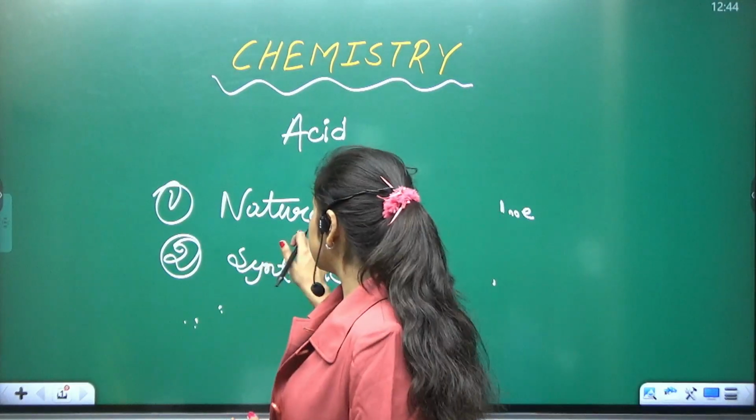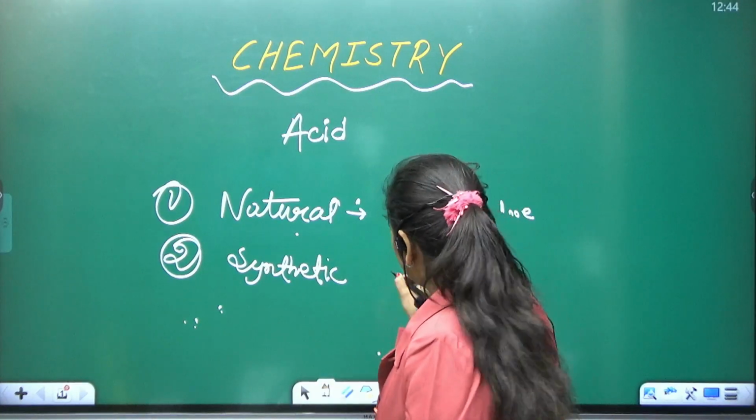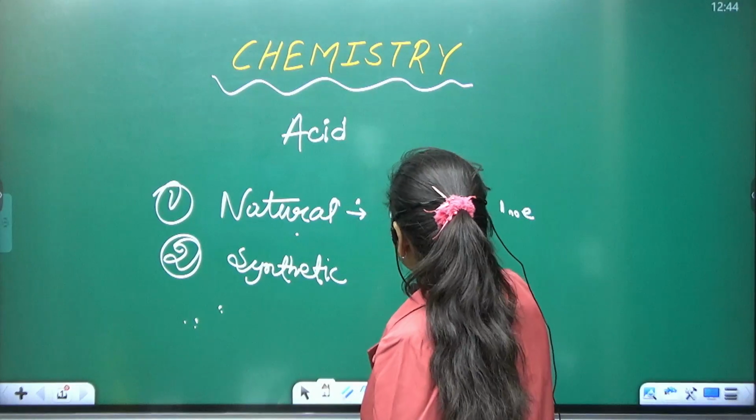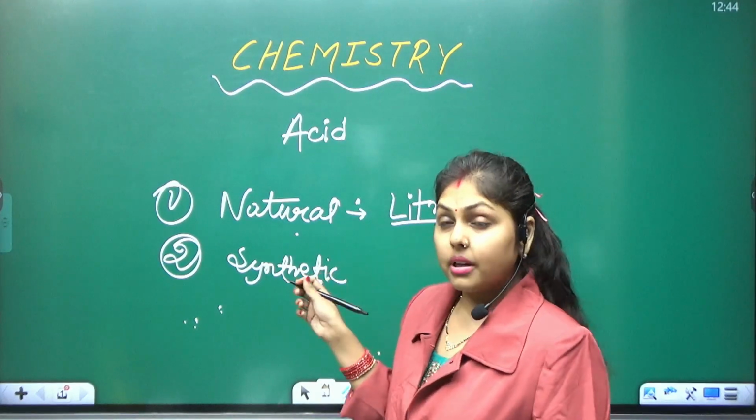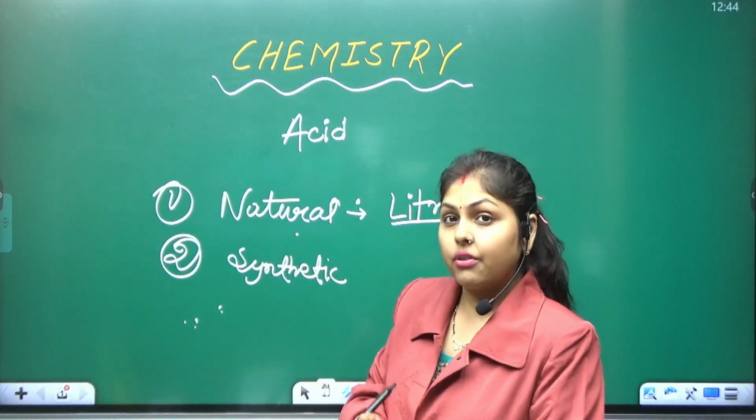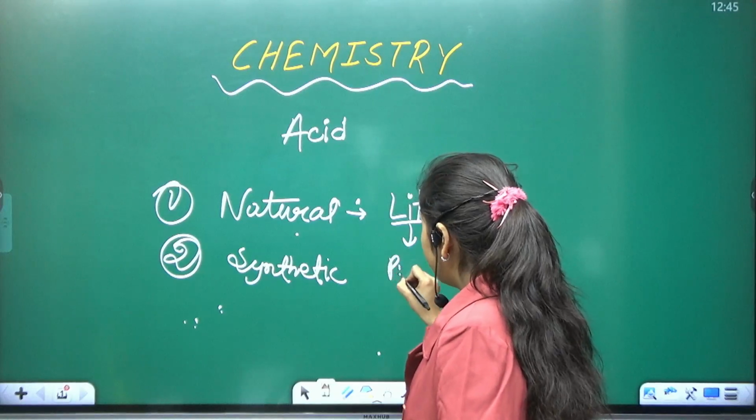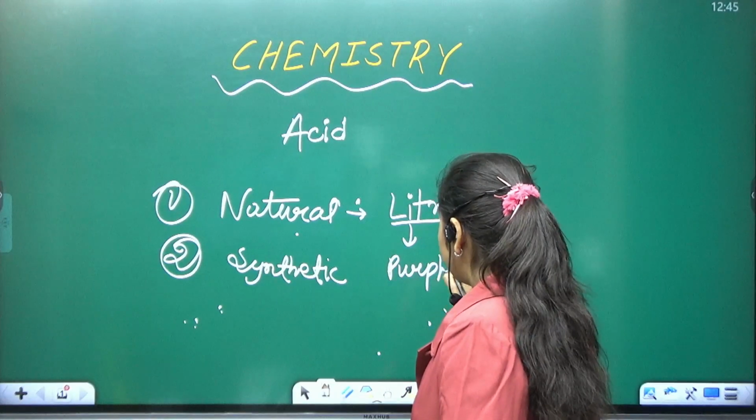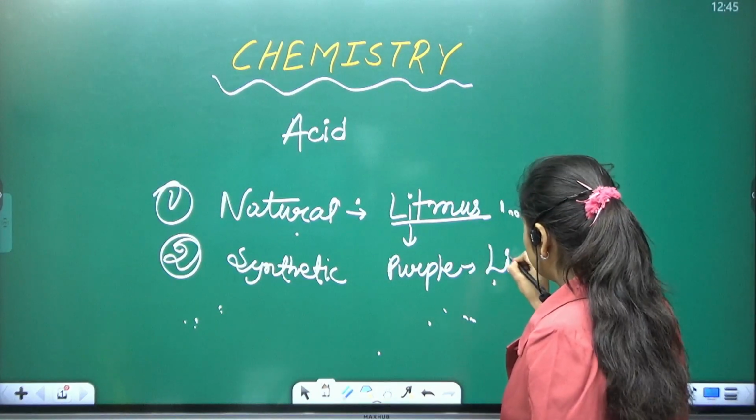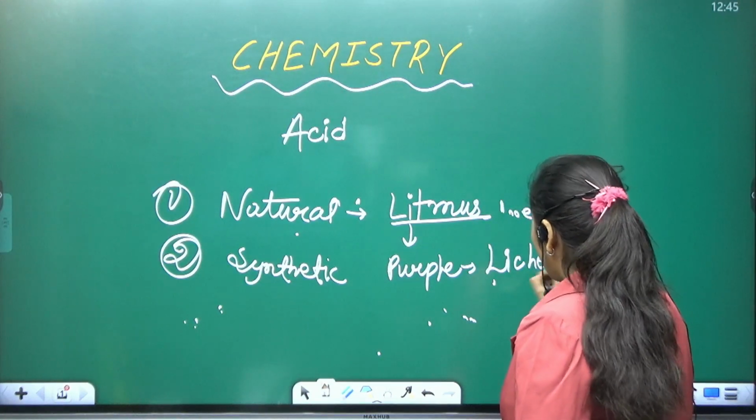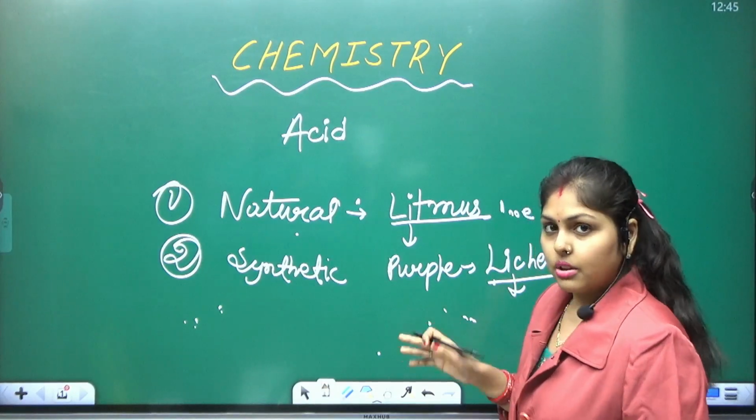First example, which is very famous, is litmus. It is a very well known example. So what is litmus and where is it obtained from? Litmus is a purple colored dye which is obtained from the lichen plant.